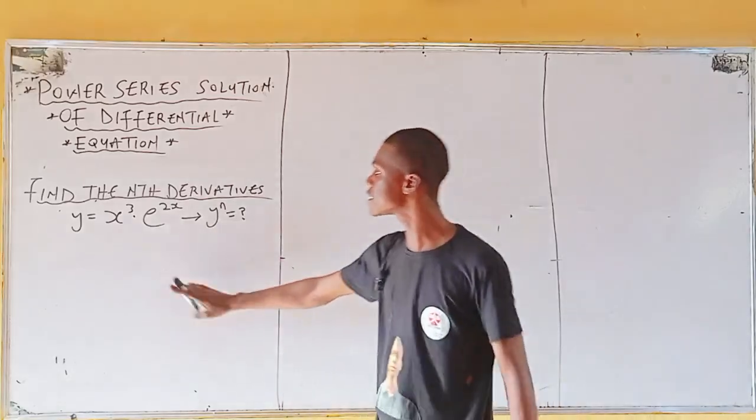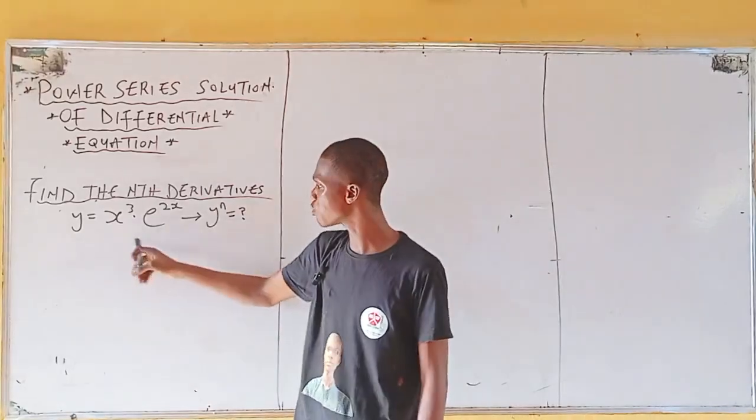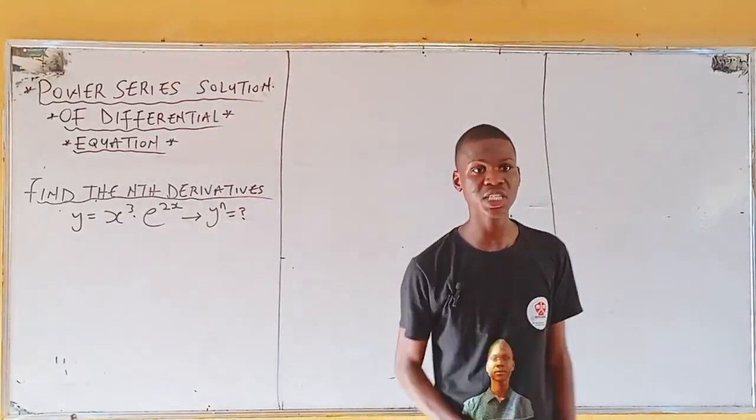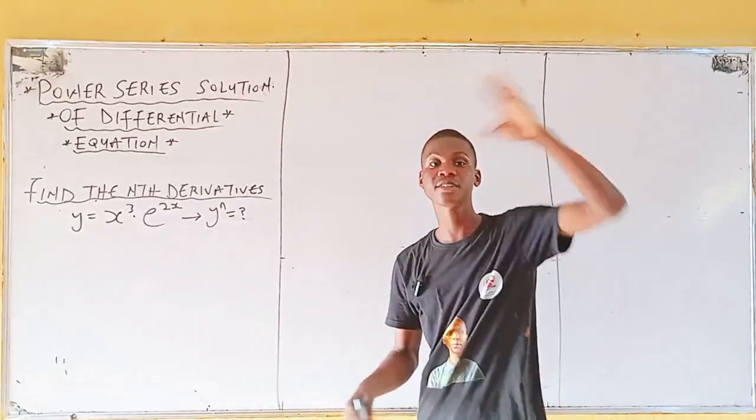The question says: find the nth derivative, given that y is equal to x cubed multiplying exponential 2x. By nth derivative, we've seen the derivation previously.